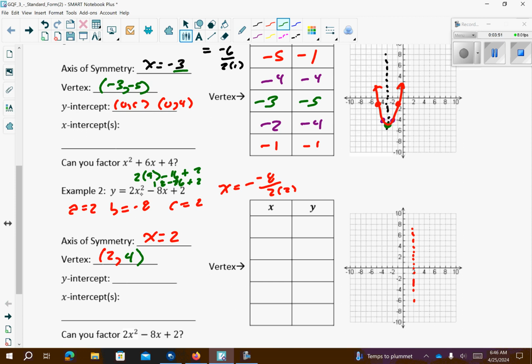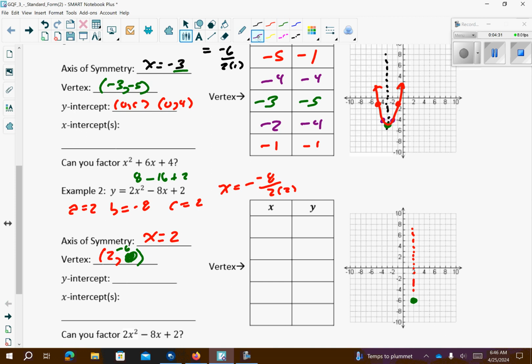Did I do that right? I feel like I made a mistake. Oh, you know what? I didn't do that right. I'm going to plug 2 in. So 2 squared is 4. That's going to give me 8, right? Because if I plug the 2 in, 2 squared is 4 times 2 is 8, minus 16 plus 2. 8 minus 16 is negative 8. Negative 8 plus 2 is negative 6. So that should have been a negative 6. So 2, negative 6 is down here.